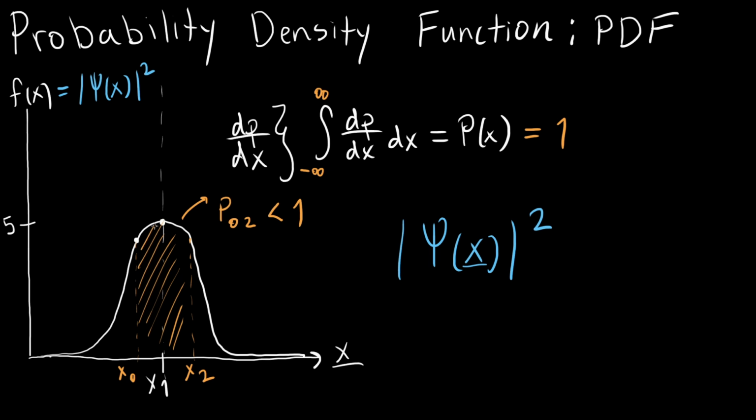So in this case, if this were the graph that describes the PDF of this probability wave function, then if we integrate from x0 to x2, we get the probability of the particle appearing between these two points.